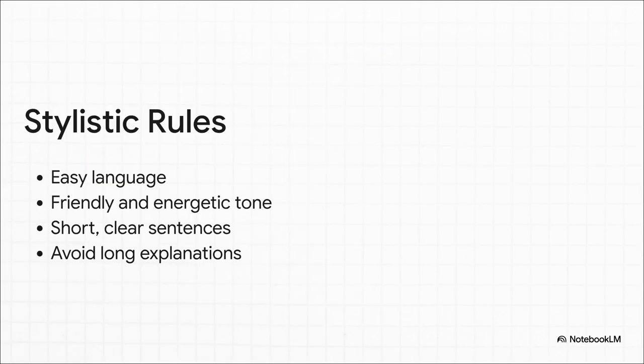Now, this strategy demands strict stylistic boundaries. We're talking easy language, a friendly and energetic tone, short, clear sentences, and a complete, absolute ban on long explanations. Why do these matter so much? Because the moment you become monotone, or the moment you drop a piece of jargon that requires a dictionary, the viewer swipes. Game over. Maintaining that friendly energy makes the learning process feel like advice from a smart friend, rather than a stiff university lecture. It's content engineered specifically for retention.